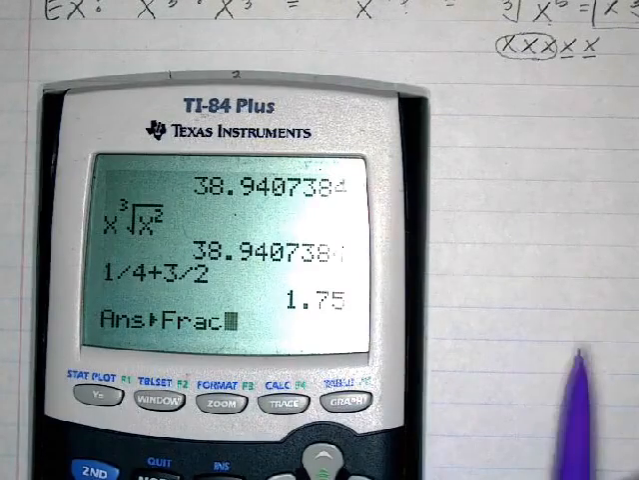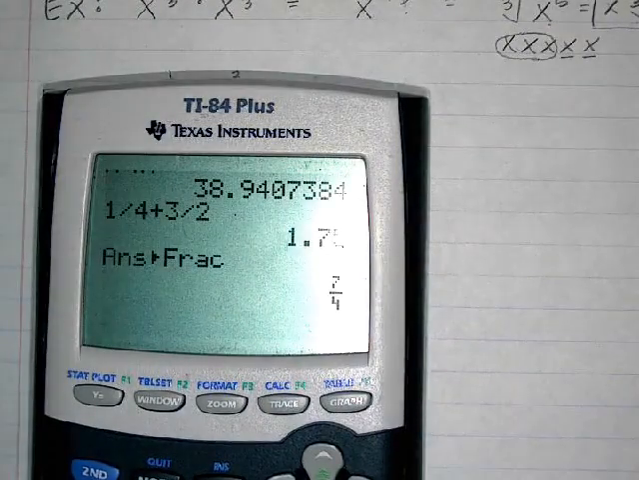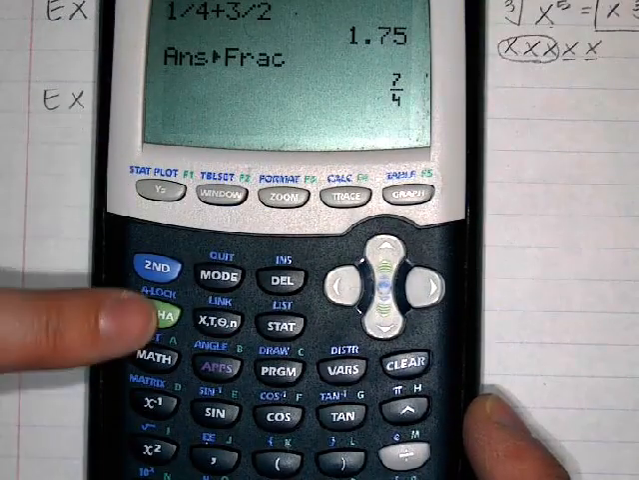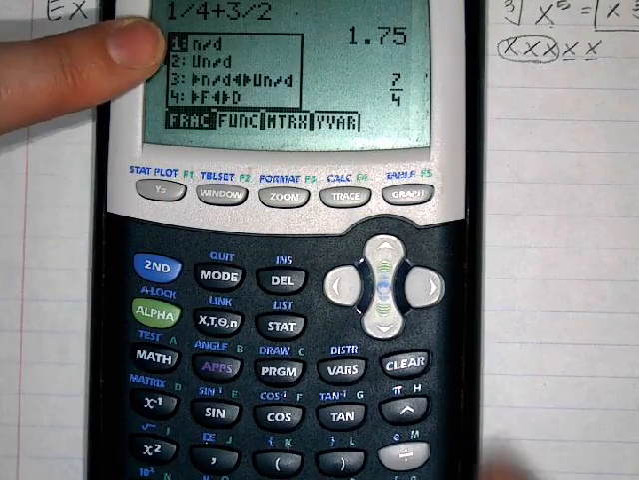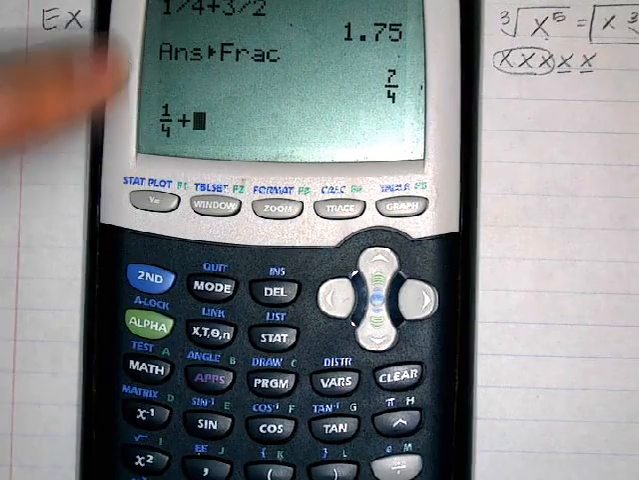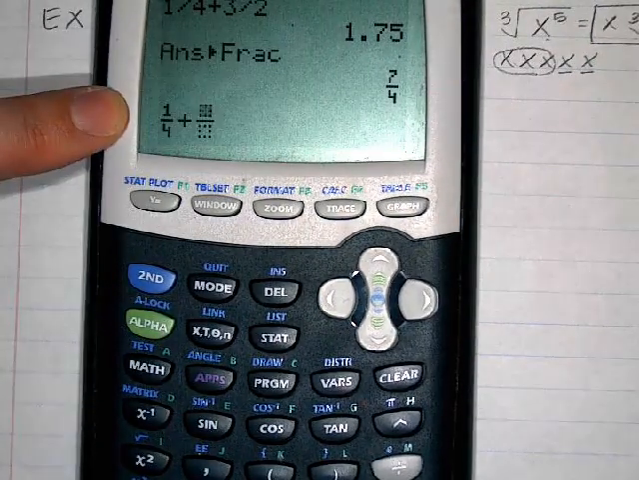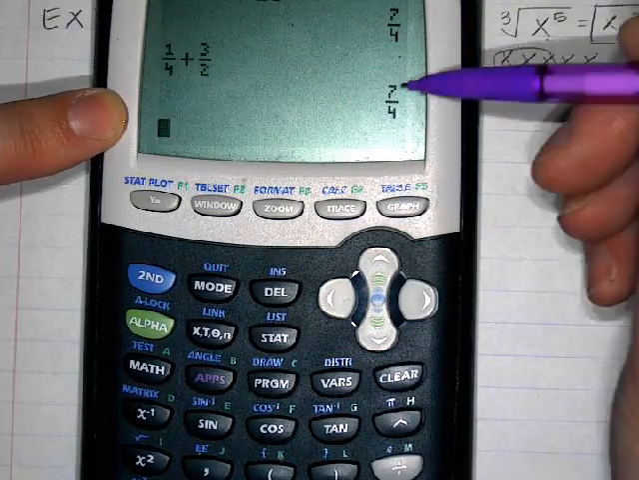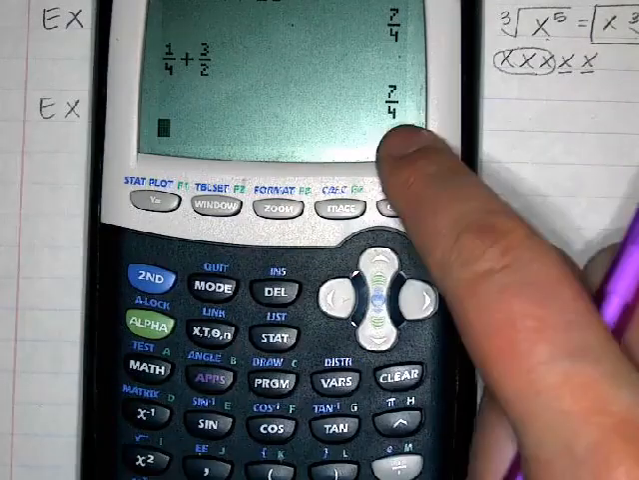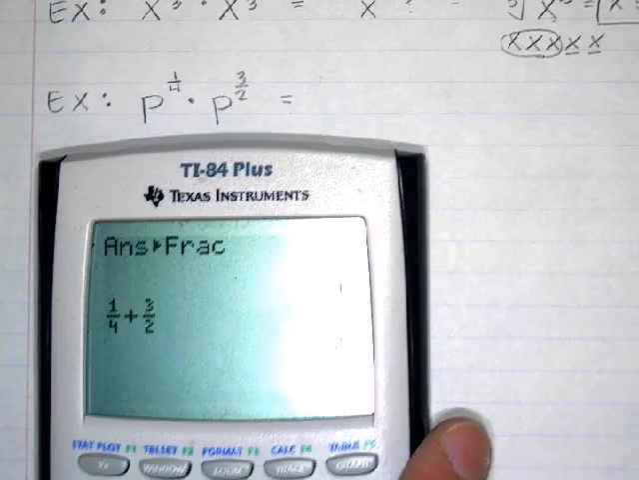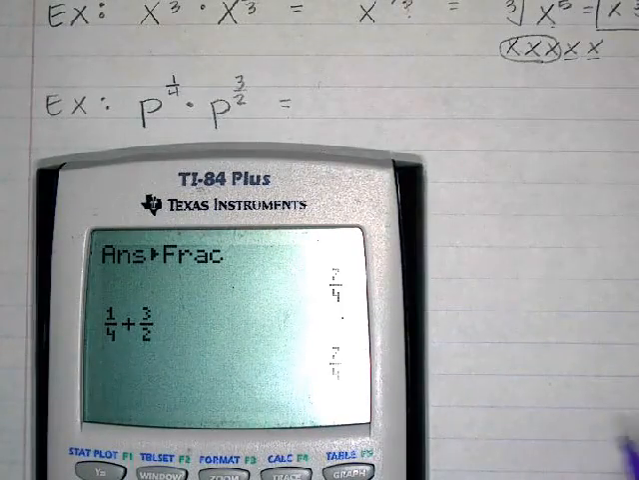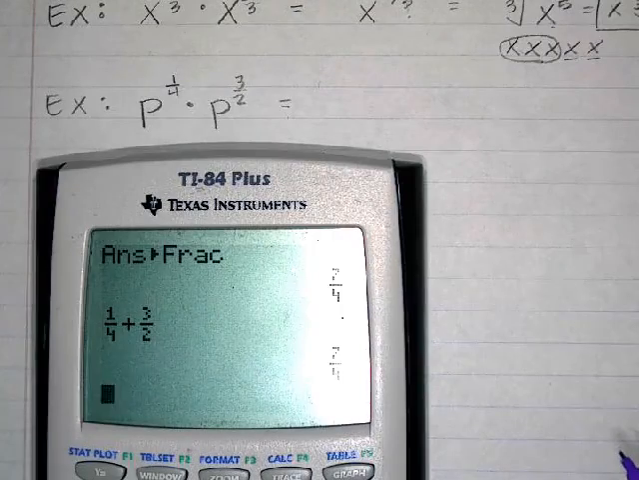Another way you can plug it in is you can do alpha y equals. If you type alpha y equals, that will allow you to type it in as a fraction. So we could do 1/4 plus 3/2. And then if you do that, it will spit out the answer as a fraction. So 2 different ways of typing it in. And so what is our resulting answer now? P to the 7/4. Okay.